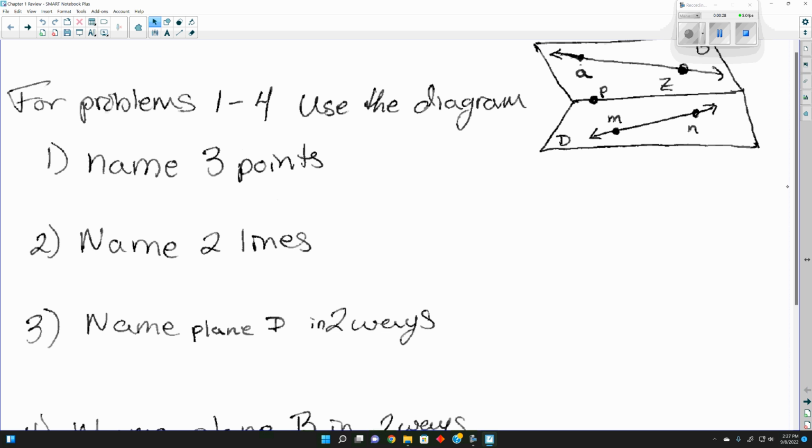So 1 through 4. Questions on problems 1, 2, 3, or 4. So we good with naming 3 points? Yes? Yeah, because we're just picking 3 points, M, N, and Z. As long as you don't put letter D or B, because D and B are naming the planes, they're not naming a point. We're good with any of those there.